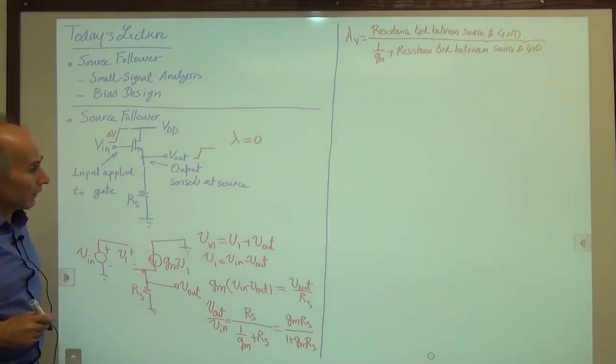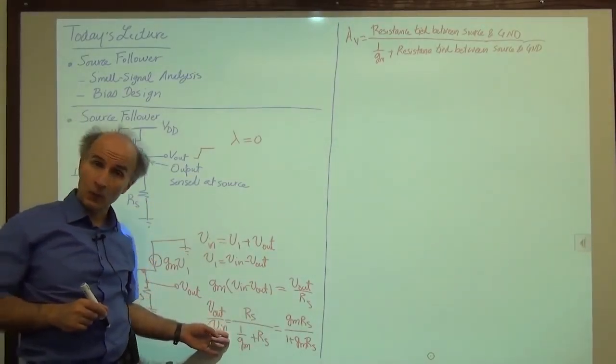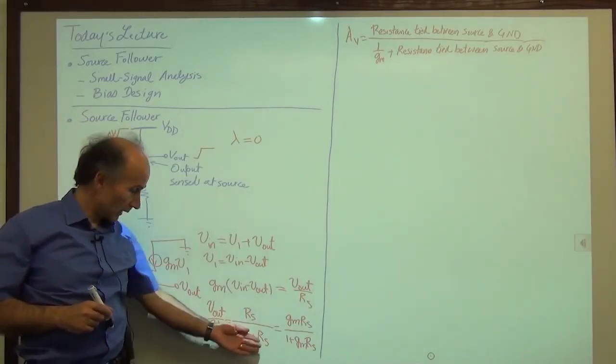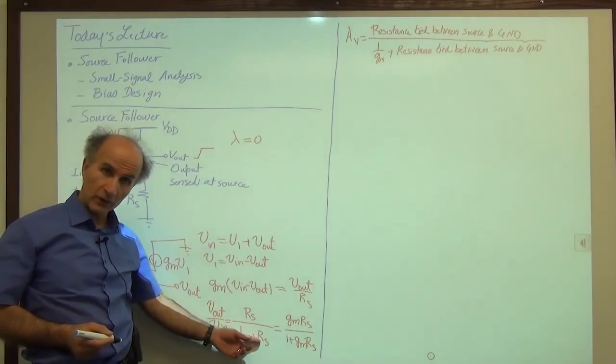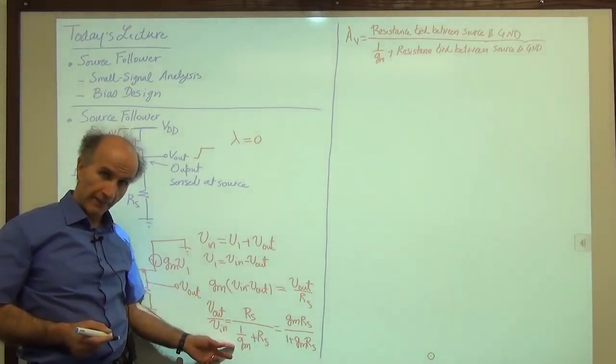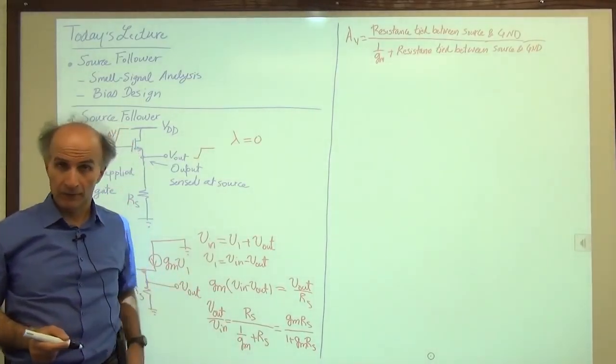Okay, all right. Now, if you look at this carefully, we see that this voltage gain is always less than 1, depending on the values of RS and 1 over Gm. The best we can do is try to make RS very large, much greater than 1 over Gm, so that this voltage gain approaches 1. But that's the best we can do.